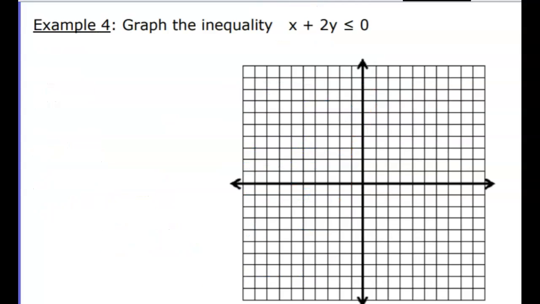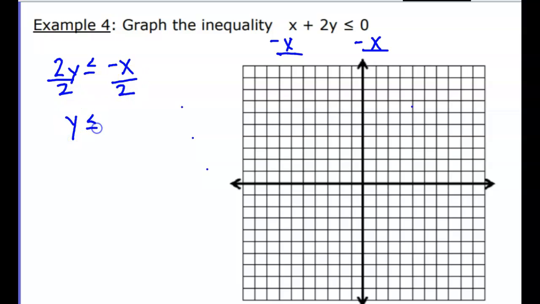All right, let's look at number 4. Number 4 is an example where we need to start by putting it into slope-intercept form. So I'm going to start by subtracting x from both sides. I get 2y is less than or equal to negative x. Then I'm going to divide both sides by 2. So y is less than or equal to -1/2 x. Notice I divided by a positive, so I did not flip the sign around. You've got to keep that in mind. If I was dividing both sides by a negative, I would flip the sign.